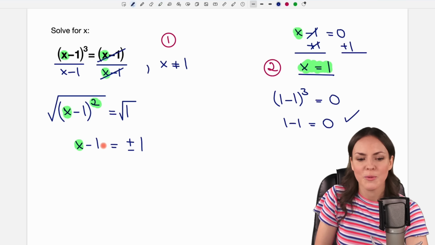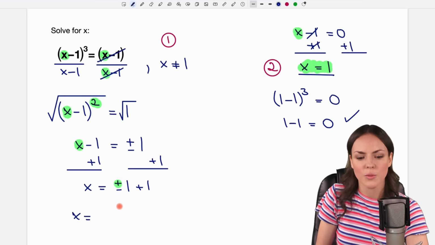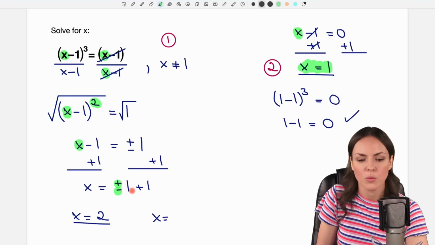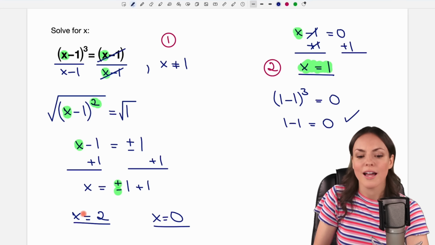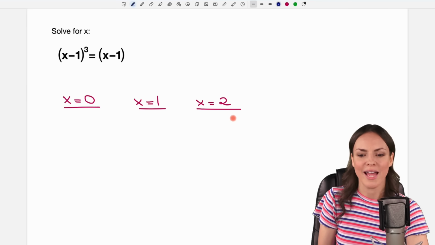To solve for x, we bring the minus 1 with a plus 1 on the other side of the equation, so that our x equals our plus minus 1 here, and then we add 1 so that we get our two solutions. The plus solution, plus 1 equals 2, and the second solution with the minus, minus 1 plus 1 equals 0. And like this, we also find all three solutions we were looking for, and so we have two different ways on how to solve this equation.